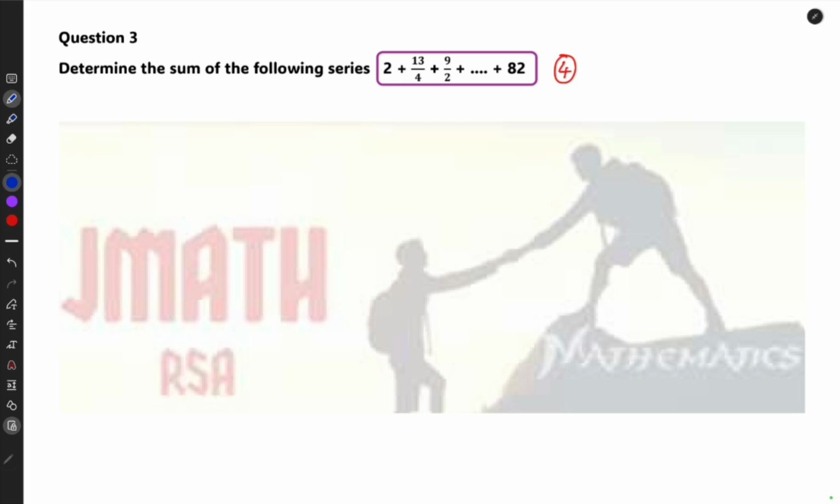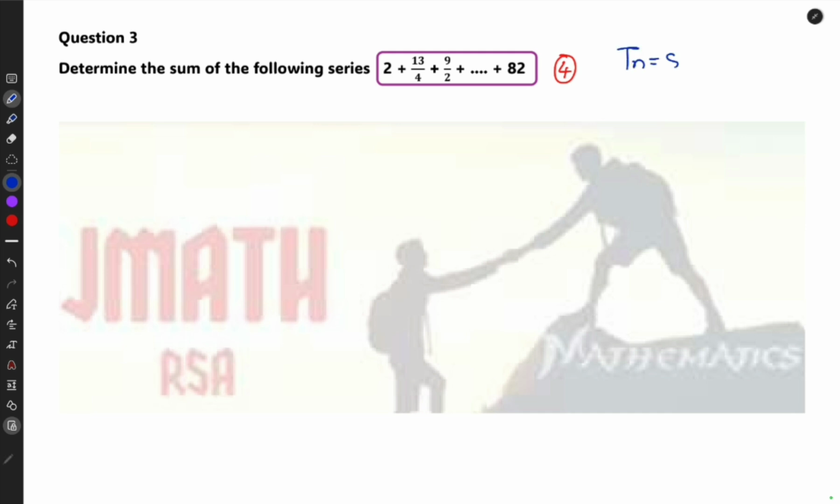Question 3, determine the sum of the following series. So now you can see it's actually exactly the same as question 2 that we just did. They're just not holding your hand and giving you the first step. So I can see the dots there, so I know I'm going to have to do a Tn formula to figure out what n is before I can do Sn. So that's what I'm going to start with.